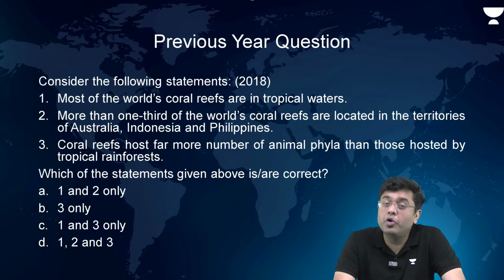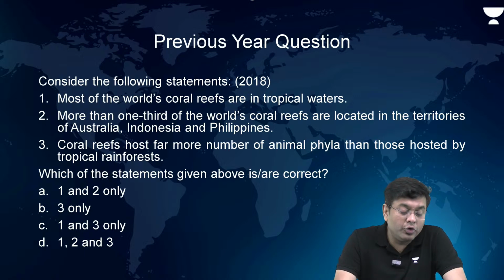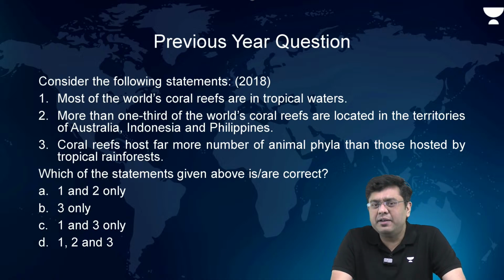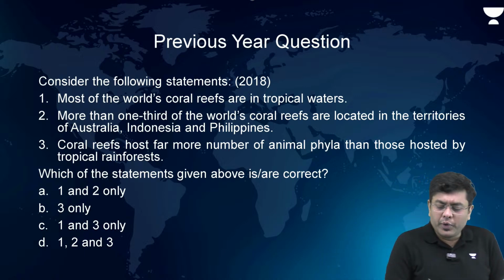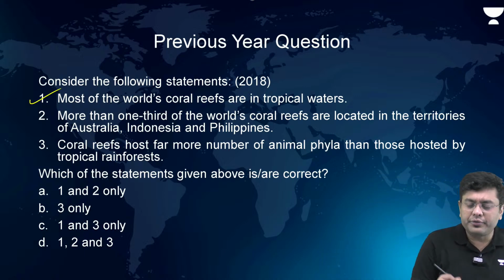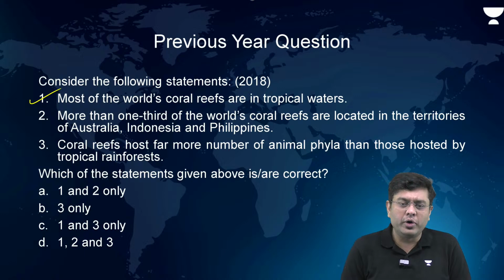Coral reefs host far more number of animal phyla than those hosted by tropical rainforest. Now, if you take a look at the answer key for UPSC, we will assume that itself as the correct answer. So, most of the world's coral reefs are in tropical waters. The warm water corals are much more abundant.